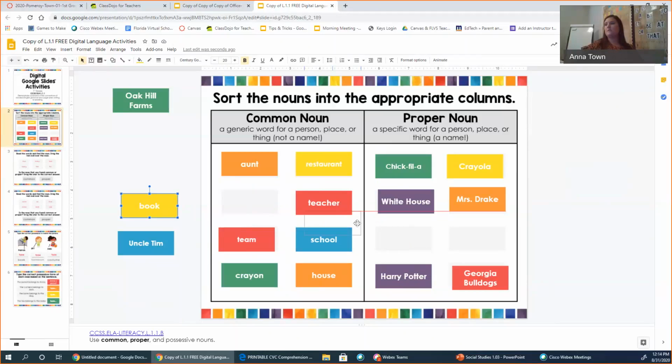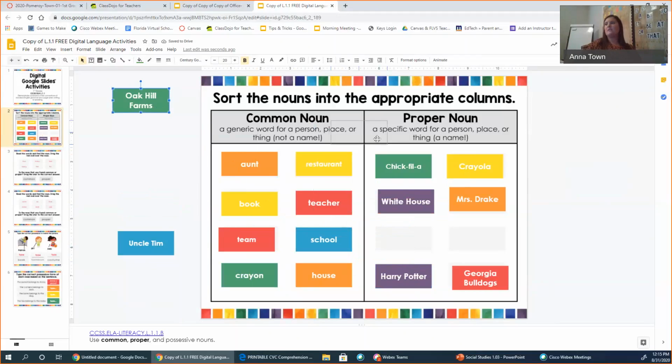Now let's take a look at this one. Book. Is that a common noun or a proper noun? It's common. Now, Harry Potter is the proper noun of a book because it's naming a specific book. But this is just saying that we have a book, which is a thing.